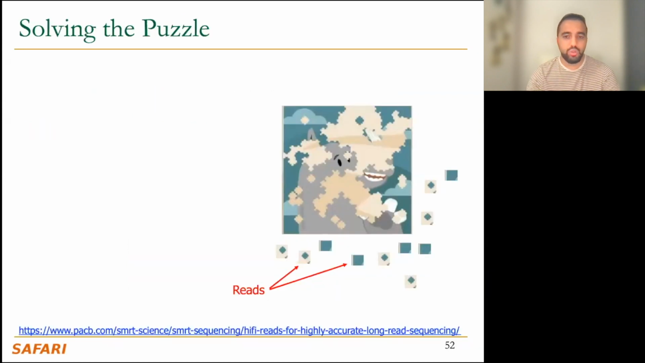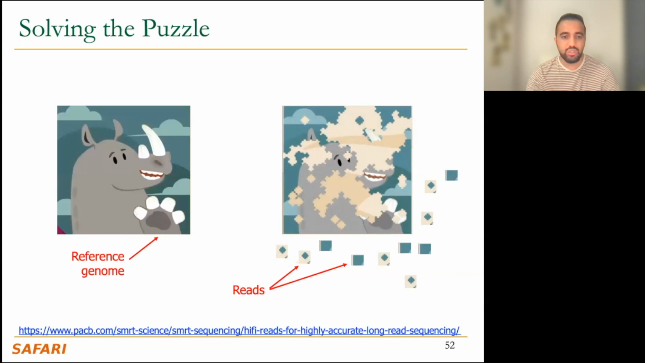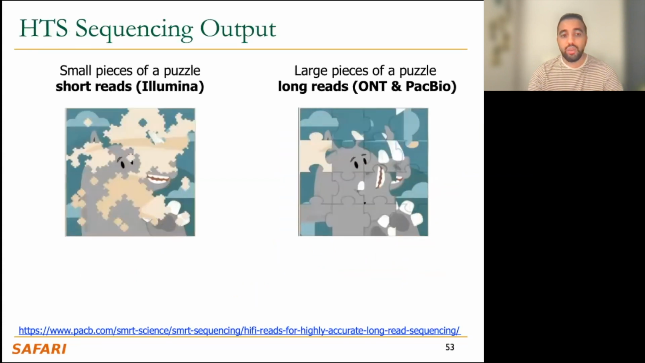For that, we will use this analogy as solving the puzzle. So think about, you have a lot of pieces that are reads, and you have a reference picture. Based on the reference picture, you try to match each piece to this reference picture and then solve the puzzle. Now for the puzzles, when you go to the market to buy a puzzle, there are two options, either one with small pieces or another one with very long pieces.